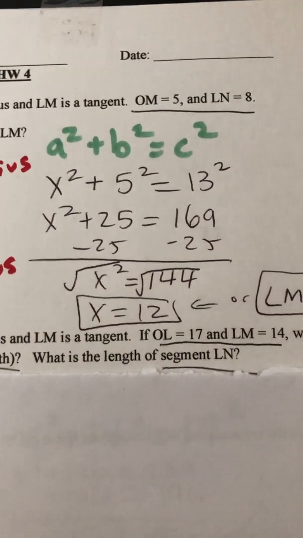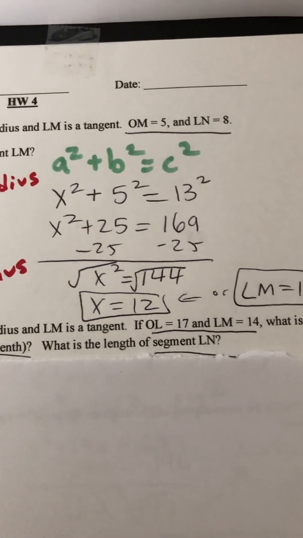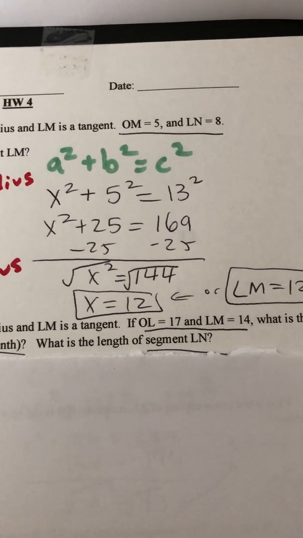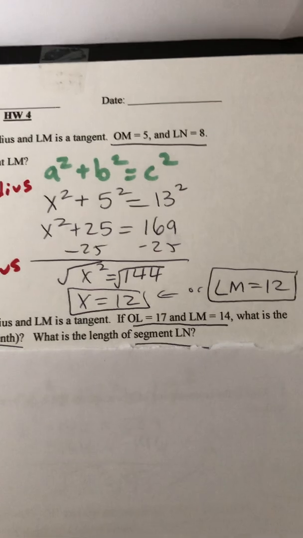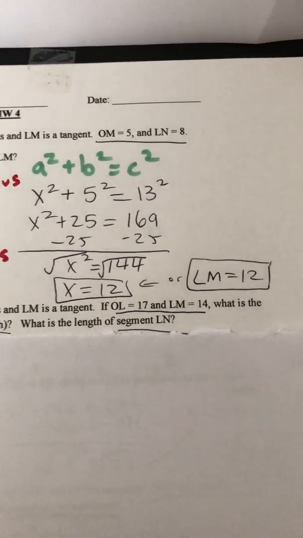So here you go, x squared plus 5 squared equals 13 squared. When you follow through, you're going to get 144 is the x squared. You take the square root, you get x is 12. Or you can write LM is 12.